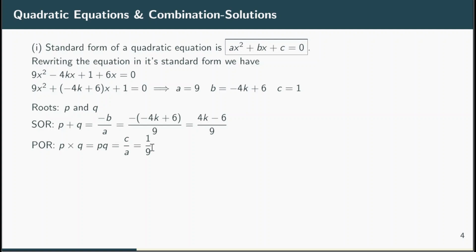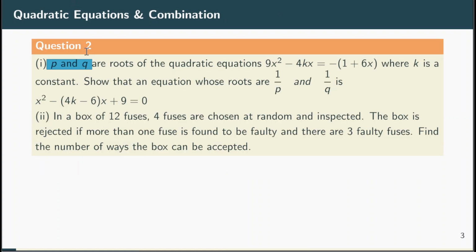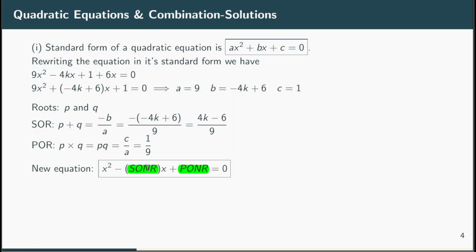Now in order to form any new equation, we have to use this equation: x squared minus the sum of the new roots times x plus the product of the new roots is equal to 0. So I need to find the sum of the new roots. We were asked to form a new quadratic equation whose new roots are 1 over p and 1 over q. So I'll find the sum of the new roots, which is the sum of 1 over p and 1 over q, and the product of 1 over p and 1 over q. Then if I find them, I substitute into this formula. Then I should have the proof.